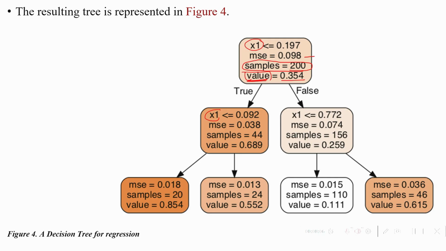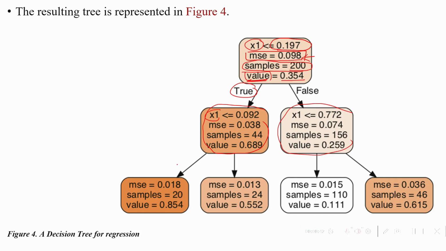Also see the difference here. We have the mean squared error. If it is a decision tree classifier, we have the Gini value or entropy value here, but here we have the MSE, mean squared error, equal to 0.9098. Like that we have the tree. If x1 is less than or equal to 0.197 and it is true, then we check the other condition here; otherwise, if it is false, we check the other condition here. Like that we construct the decision tree.